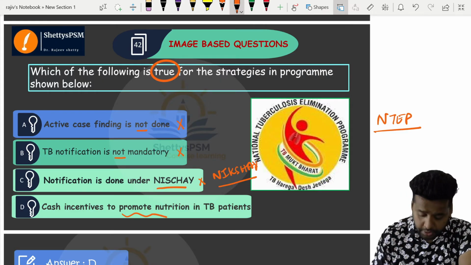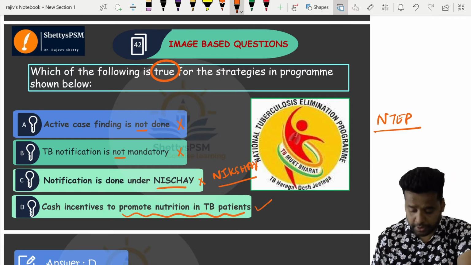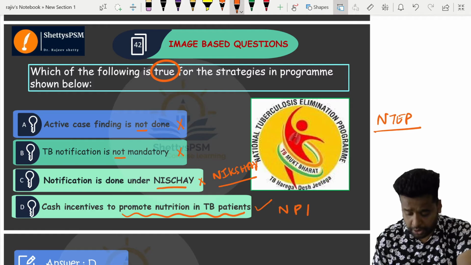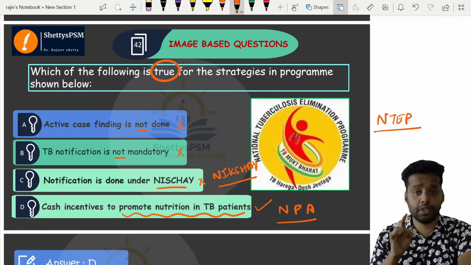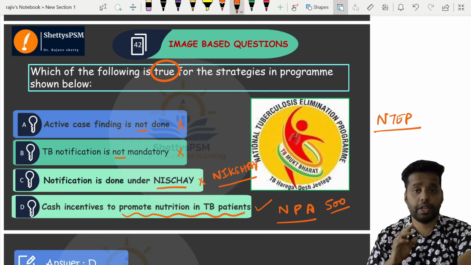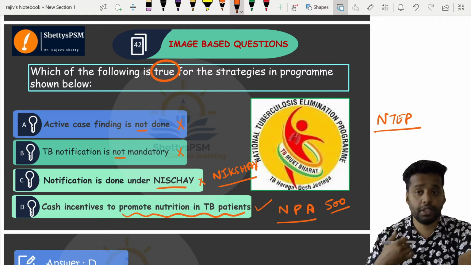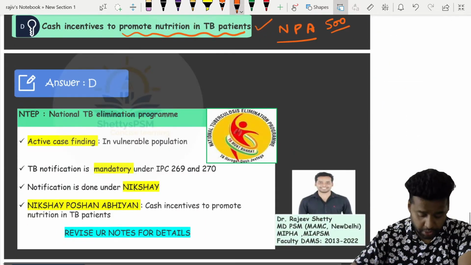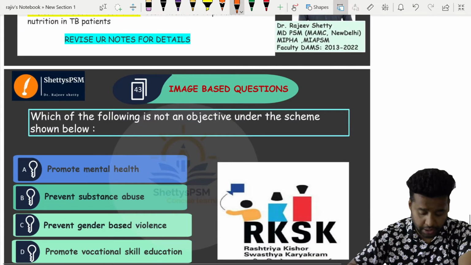Cash incentives are given. Yes, this is Nikshay Poshan Abhiyan or Nikshay Poshan Yojana, where the patient will get 500 rupees per month during treatment. This is Nikshay Poshan Yojana or Nikshay Poshan Abhiyan.